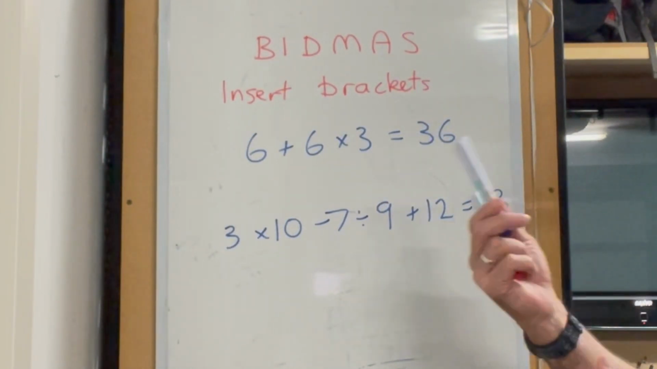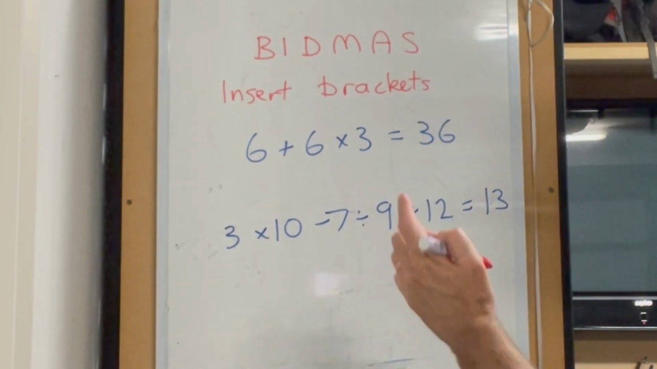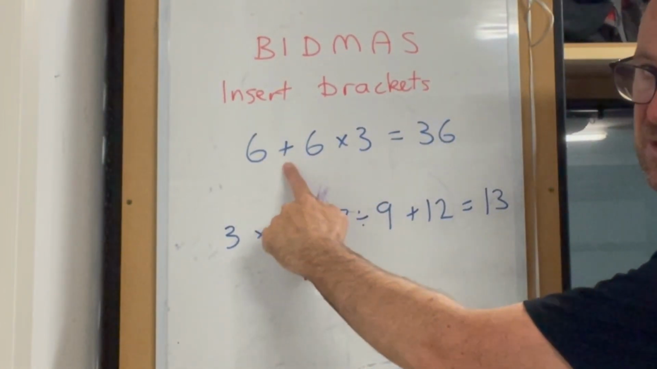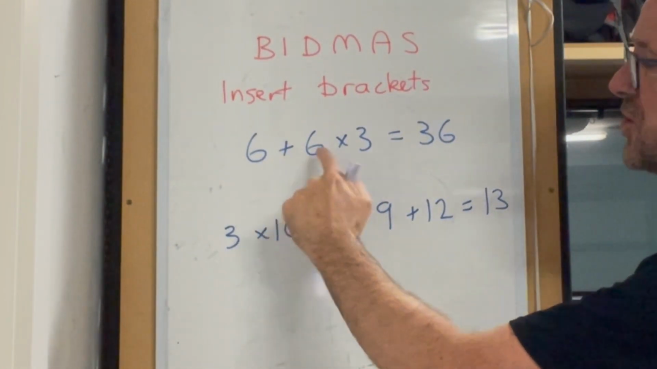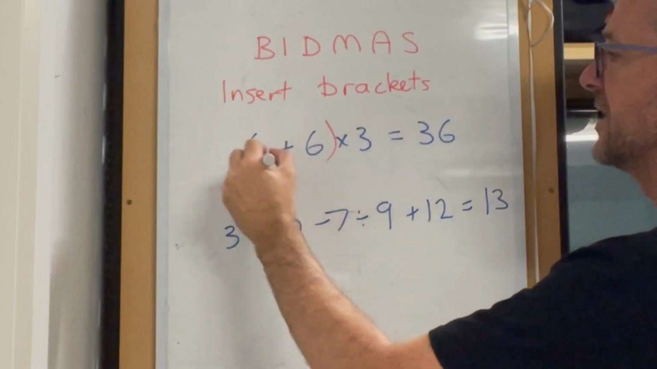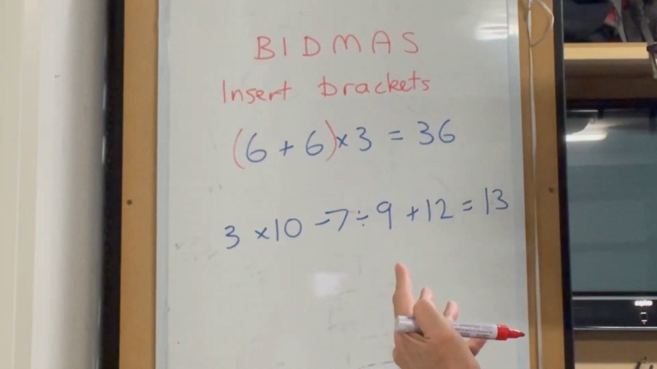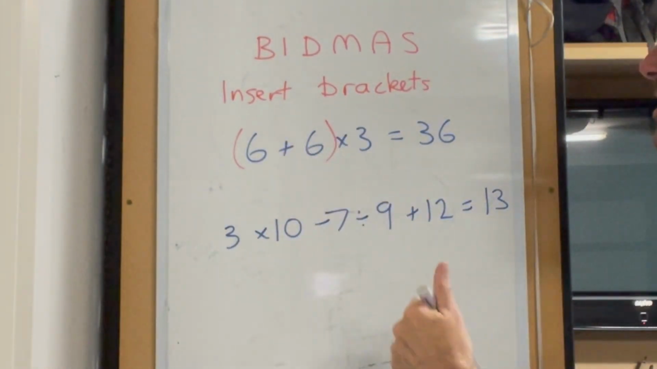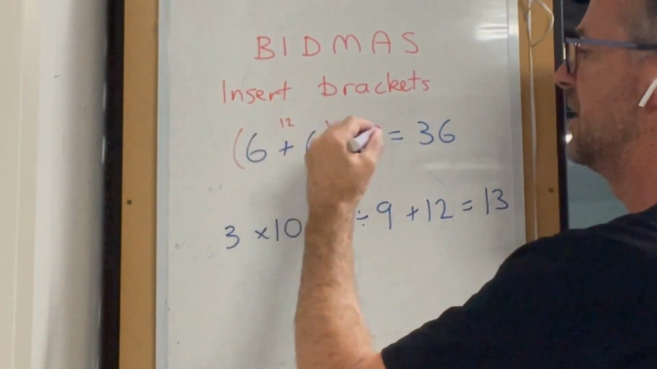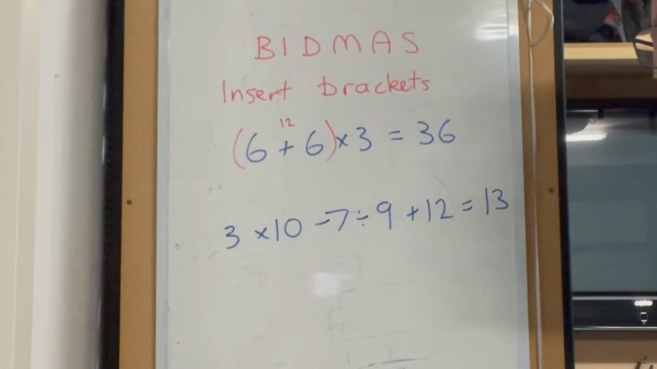So what we want to do is look to see that here we've got an addition symbol that is not prioritized over the multiplication. So by putting brackets here, it pushes that addition to the front of what we have to do at the beginning. So now we have 6 plus 6 is going to give us 12, and 3 times 12 is going to give us 36.